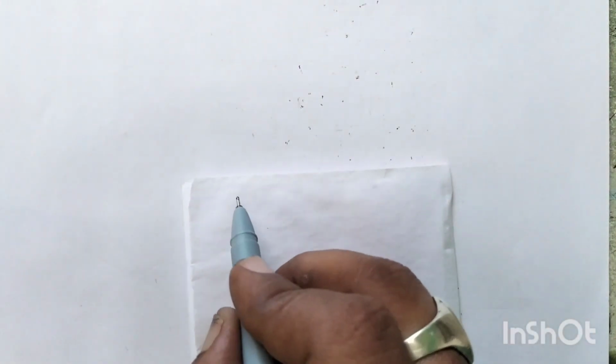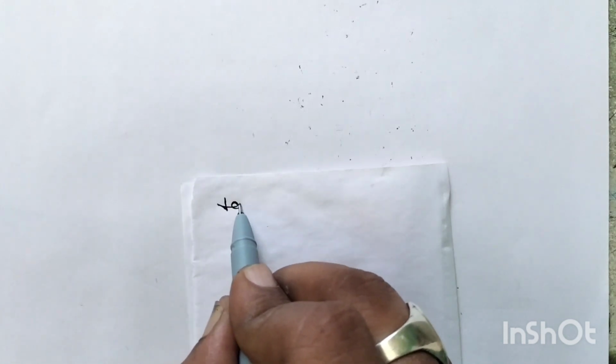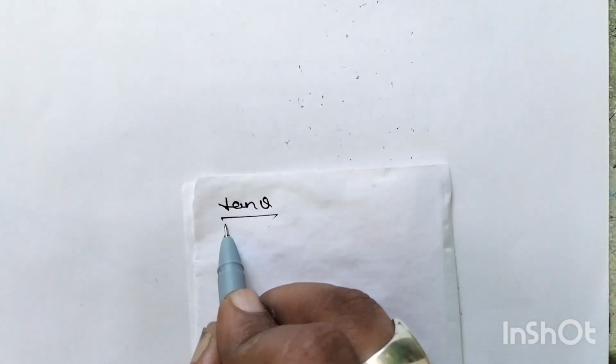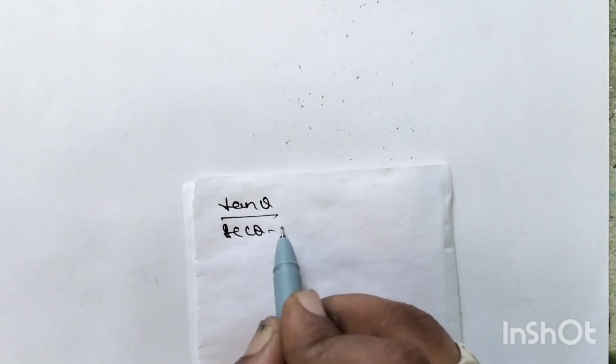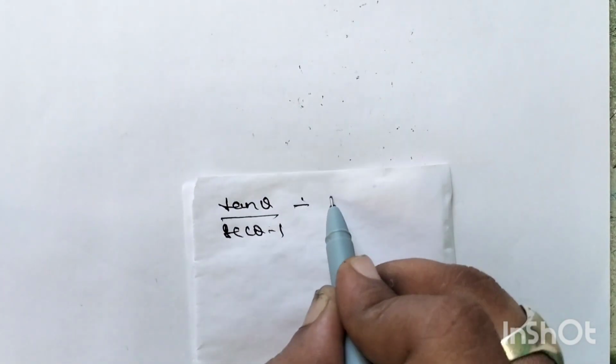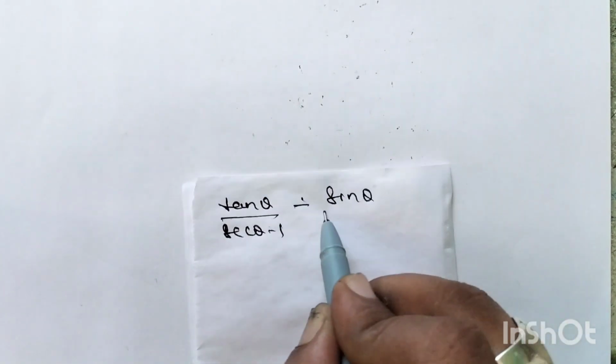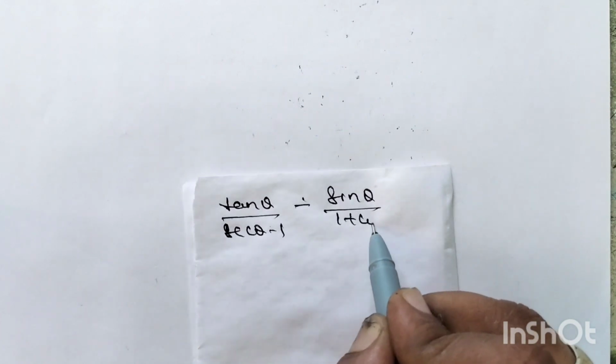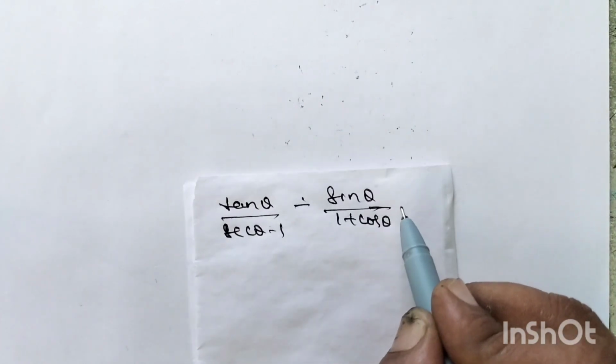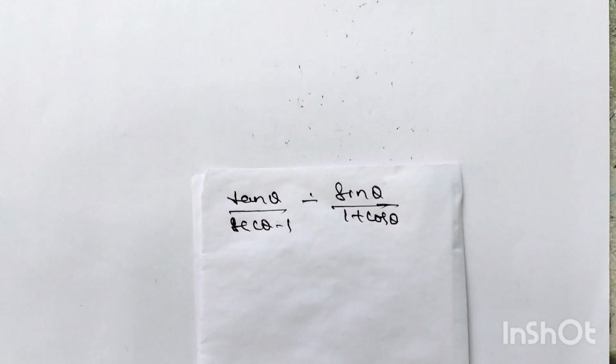So what is given there? They have given tan theta divided by secant theta minus 1 minus sin theta divided by 1 plus cos theta. So we have to prove it is equal to 2 cot theta.